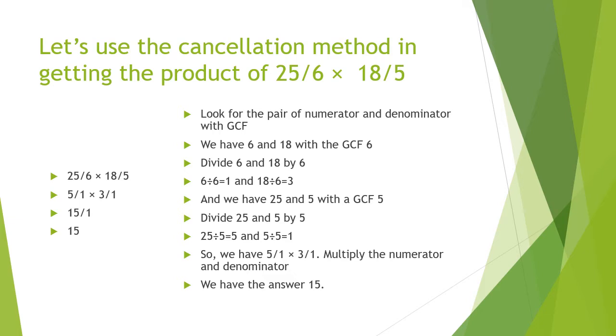So we have 6 divided by 6 becomes 1 and 18 divided by 6 becomes 3, and 25 divided by 5 becomes 5 and 5 divided by 5 becomes 1. So multiply 5 over 1 times 3 over 1. Then we have the answer, 15.